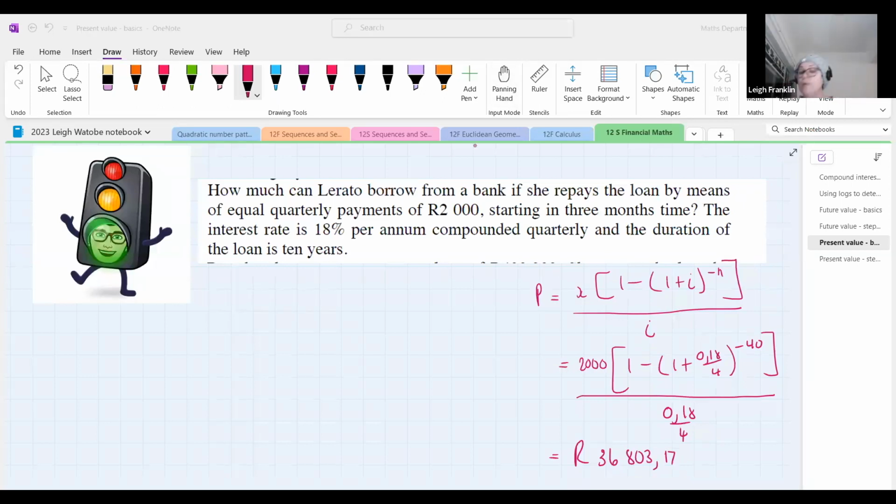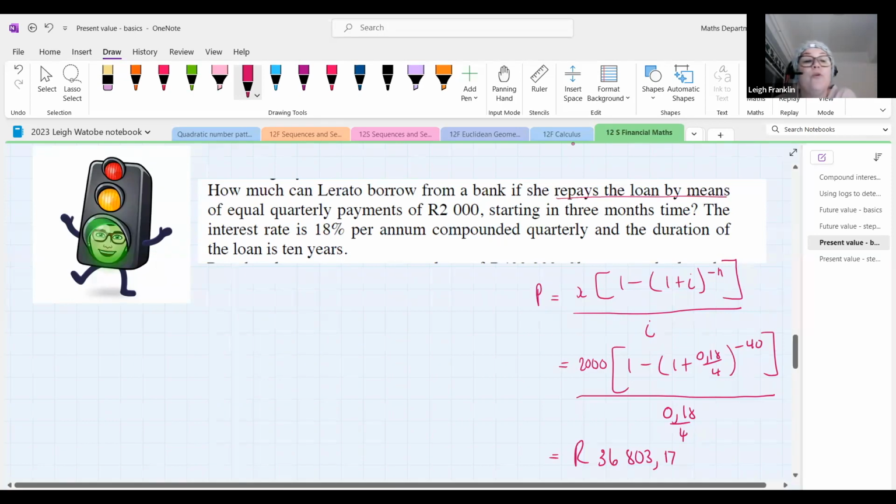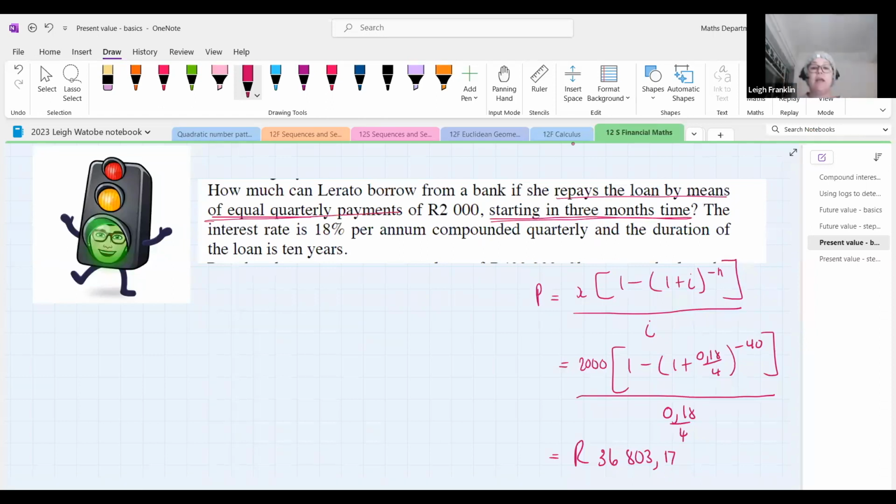No, so Sihau, because I understand why you are doing that, and it's a common mistake, all right? But it tells us here that Lerato is repaying the loan of equal quarterly payments, okay? So it's quarterly payments starting in 3 months' time, which is starting in one quarter. So do you remember, Sihau, at the beginning of the lesson, I said there always has to be a gap. If you are paying monthly, there has to be a gap of 1 month. If you're paying quarterly, there has to be a gap of 3 months, one quarter of a year. If you are paying half yearly, there has to be a gap of 6 months.